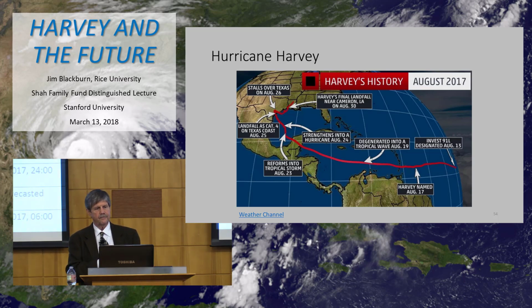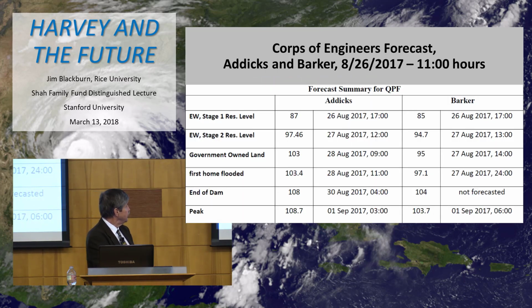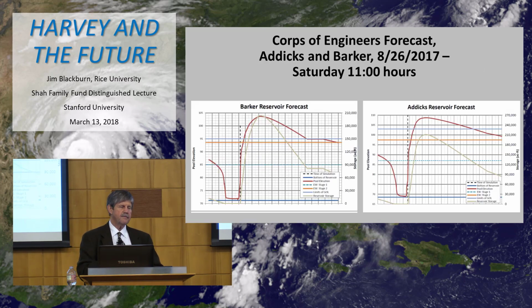Saturday. This is their summary. First home flooded, 28th of August on Addicks, and 27th of August on Barker. We're on the 26th. Now, I will tell you, there was no warning issued officially yet. Nothing. Late Saturday evening, Fort Bend County, which is a county that has the bottom part of Barker, received some warning. A rumor, kind of, the county judge began to circulate rather weakly information. Saturday, 1100 hours.